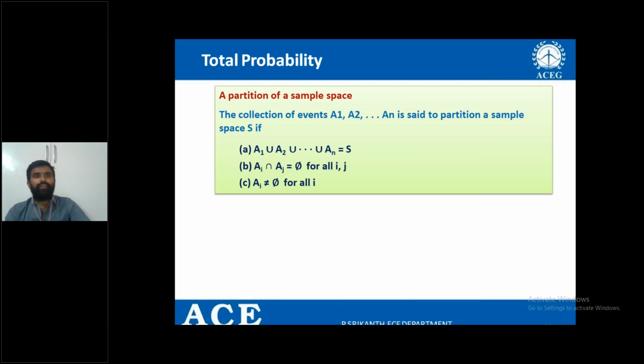Next, another topic we are entering is total probability. The total probability comes into the picture whenever an event depends on a number of other events.